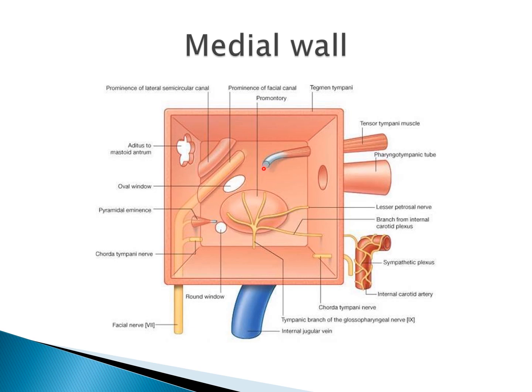Anterior to the oval window, there is a bony hook-like projection which is the processus cochleariformis. The tensor tympani tendon enters from the anterior wall, then turns around the processus cochleariformis, and then attaches to the neck of the malleus.